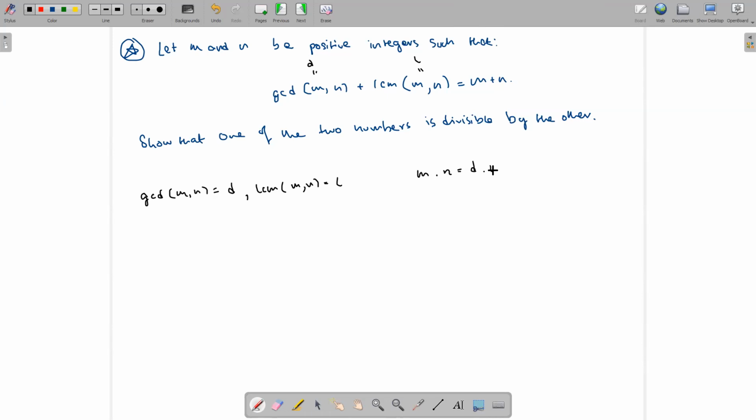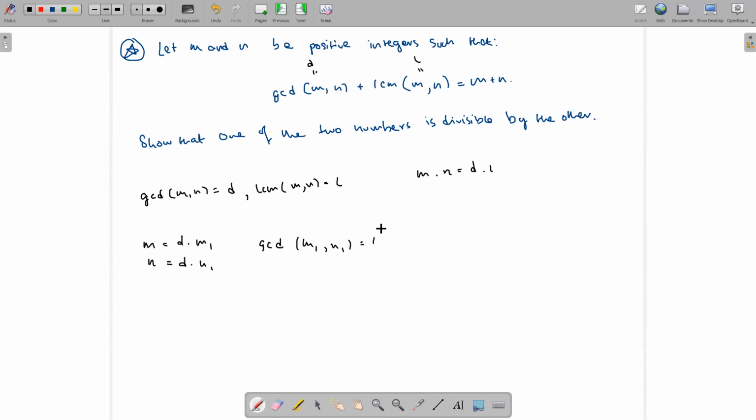So we can write m is equal to D times some m1. Just take some positive integer m1. And n can be written as D times some n1. And we know that the GCD of m1 comma n1 is equal to 1, because D is their GCD. So this is 1.